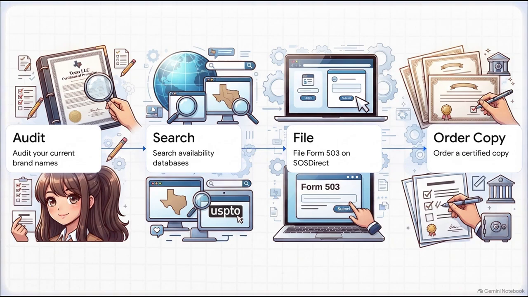And finally, Section 6, Conclusion and Call to Action, Your Next Steps. All right, let's recap and see how this builds your exact action plan for today. Step 1, audit your current brand names. Are you advertising under a name that isn't actually on your LLC certificate of formation? Step 2, search the Texas databases and the USPTO to ensure your desired nickname is available. Step 3, get onto SOS Direct and file Form 503. And Step 4, please do not forget to check the box to order a certified copy for your bank. It's a clean, actionable roadmap you can execute right this minute.